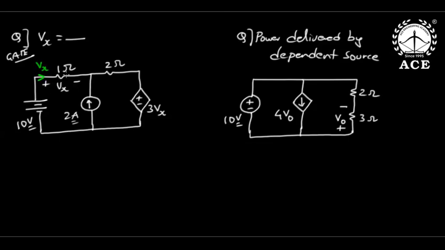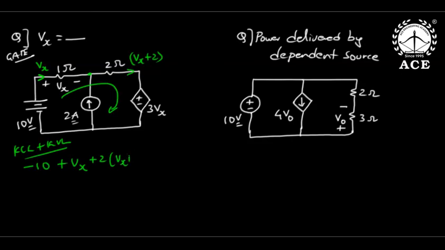Now, this is Vx, this is 2. So this is Vx plus 2 amperes. That is KCL. Then KVL. So KCL plus KVL. Now, if you write minus 10 plus (Vx plus 2) into 1, plus (Vx plus 2), plus 3Vx equal to 0. So overall 6Vx is 6, Vx is 1 volt.